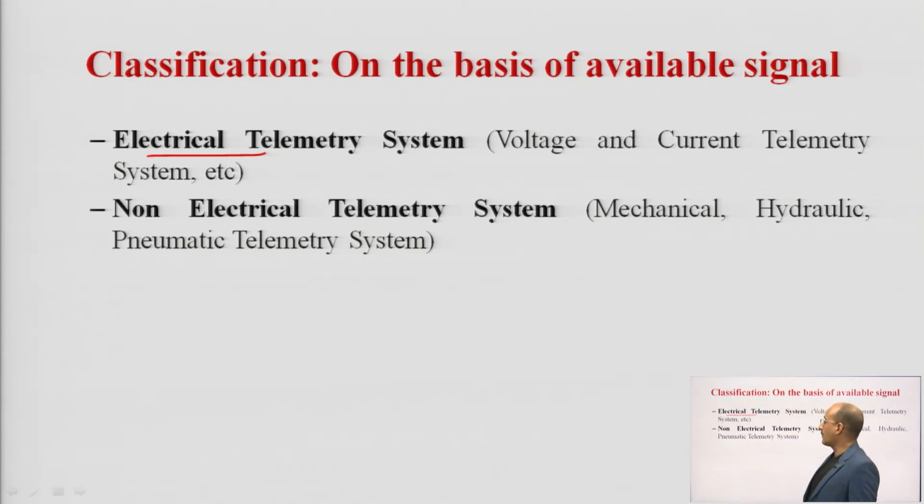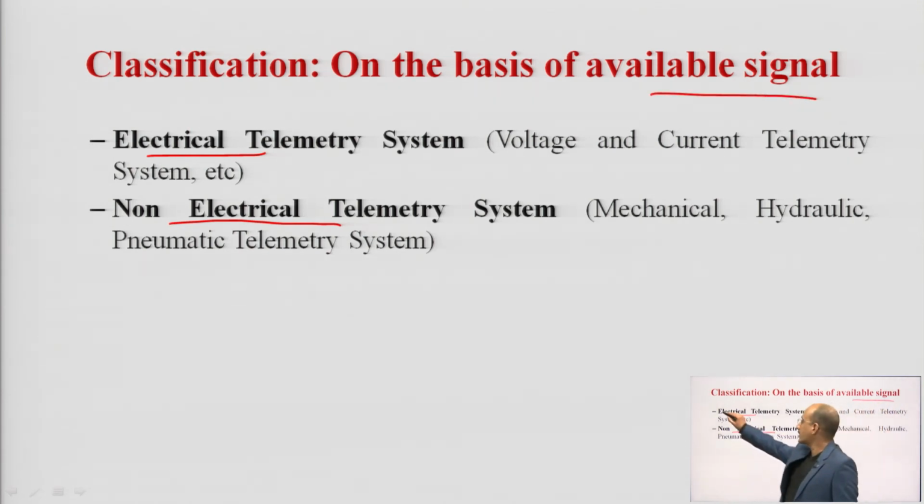But when we are talking about non-electrical signals, it means that it may be a pneumatic signal, a mechanical signal of displacement type, or some kind of hydraulic signal. It means in the classification of the telemetry system as per the available signals, there are two kinds of classification. First one is electrical telemetry, second one is non-electrical telemetry. In electrical telemetry, we are going to use the electrical signal directly. In the non-electrical telemetry, we are using the displacement or the fluid flow or fluid pressure for this telemetry system.